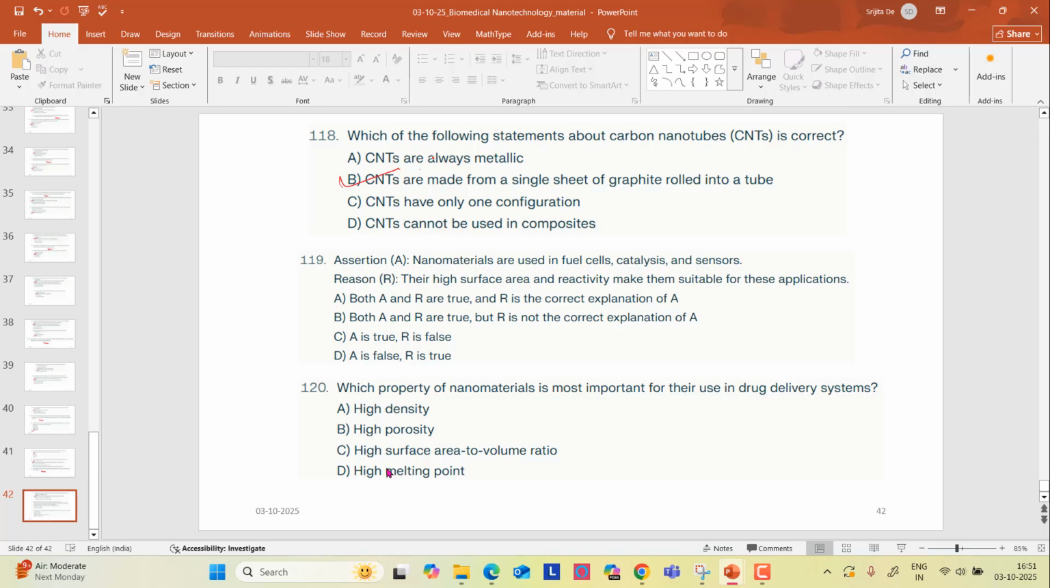Nanomaterials are used in fuel cells, catalysis, and sensors. Their high surface area and reactivity make them suitable for these applications. So this is option A. Option B, ma'am. R is not the correct explanation, right? Nanoparticles do not react. Okay, sorry. Thank you. So option B.